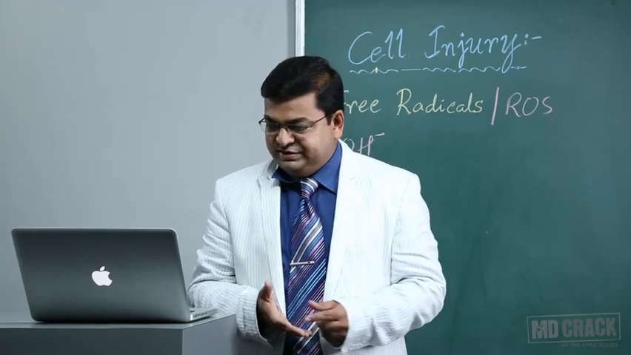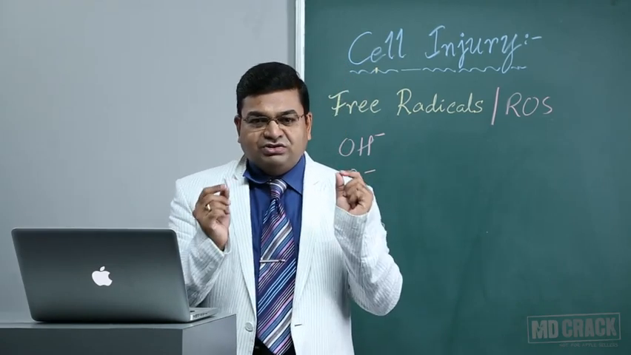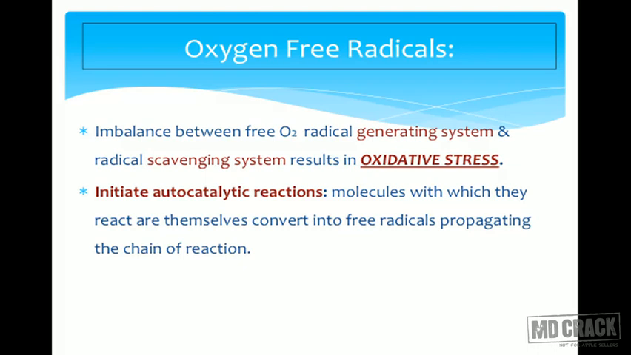radical scavenging system. Once there is oxidative stress, these free radicals themselves are capable of initiating what is called an autocatalytic reaction. That means the molecules with which they come in contact and react will themselves be converted into free radicals, and this will propagate a chain of reactions. This particular process is called an autocatalytic reaction that gets initiated by these free radicals.